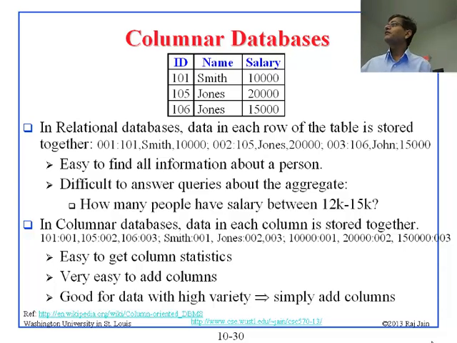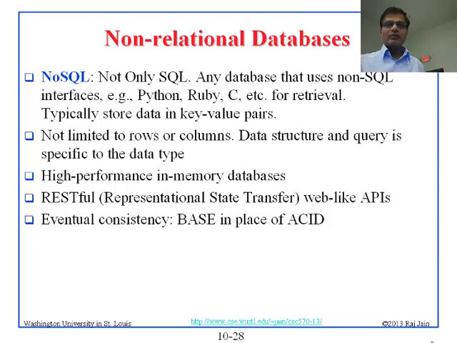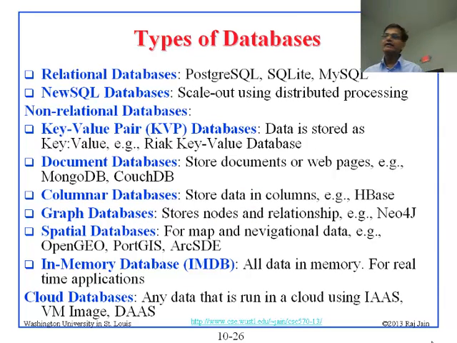Second good thing is that if you wanted to add one more column, it's very easy to do in this one compared to that one. In that one you have to rewrite all the records. Here you just write one more record. So this makes it easy to get column statistics, very easy to add columns, and good for data with high variety. With high variety, we simply add columns when things change. So column databases are new stuff. Now we go back to one more slide here.